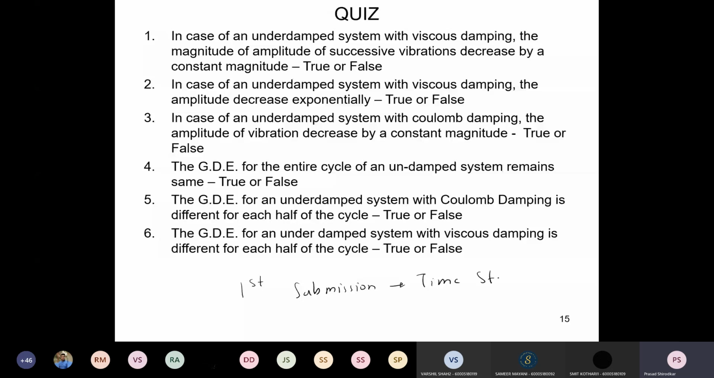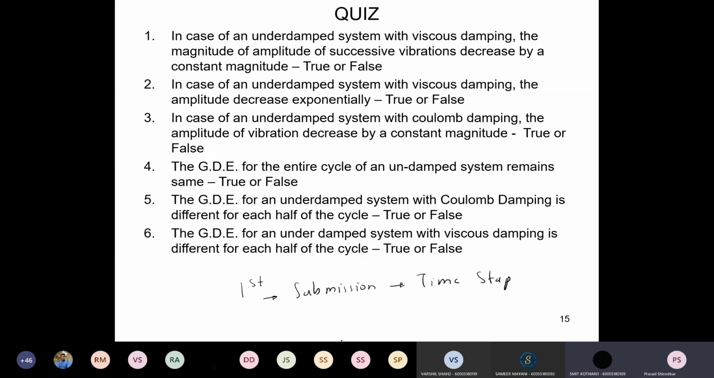All right. So for today's quiz, you can submit the answers multiple times, but only the first submission to the quiz will be considered. So go ahead, open up your quiz, and these are the 6 questions. You will find them in sequence in your form. Answer them in that sequence.